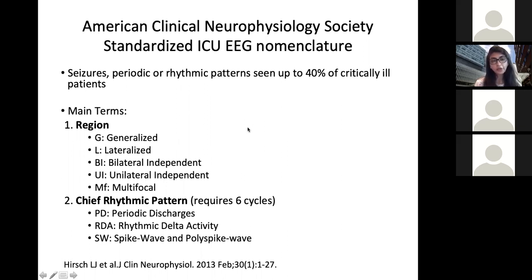So just as an overview of these periodic and rhythmic patterns, there are two main terms that define them. The first is the region. They can be generalized, lateralized, bilateral independent, or multifocal. And then the second main term is the pattern type. Periodic discharges are sharp discharges that occur periodically. Rhythmic delta are slow waves that occur rhythmically, and then of course spike and polyspike and wave discharges.